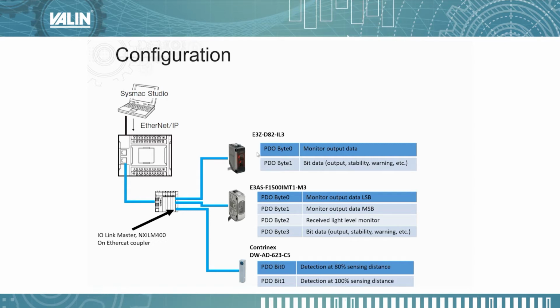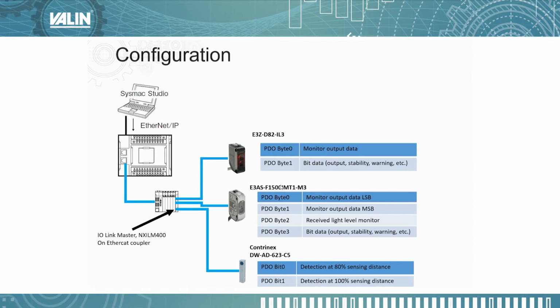For the E3Z sensor, we've got PDO mapping. This is the data that's exchanged over EtherCAT with the PLC, and that information comes from the IO-Link master. So in the 2 bytes that are available for the E3Z, we get the monitor output data, and that is the incident light level, and then the bit data, which will give us the actual output saying whether the light levels are above or below the threshold we set. It gives us some stability info, warnings, etc.